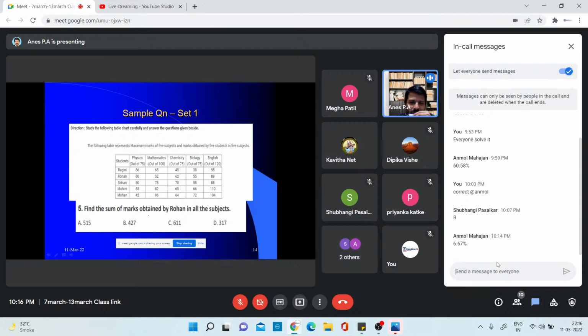Next question is, find the sum of marks obtained by Rohan in all the subjects. If you get this question, you are a lucky person in the world. Find the sum of marks obtained by Rohan in all the subjects. All of us do this and tell me what's the answer. Tell me. 317. Yes, that's the answer.